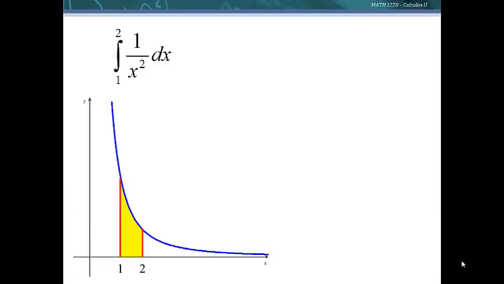So first let's consider the integral from 1 to 2 of 1 over x squared dx. And we know if we compute this definite integral, we would have the area under the curve between 1 and 2. We can figure out the antiderivative, which would be negative 1 over x, and then evaluate that from 1 to 2 and have negative 1/2 plus 1. So this area under the curve is 1/2.